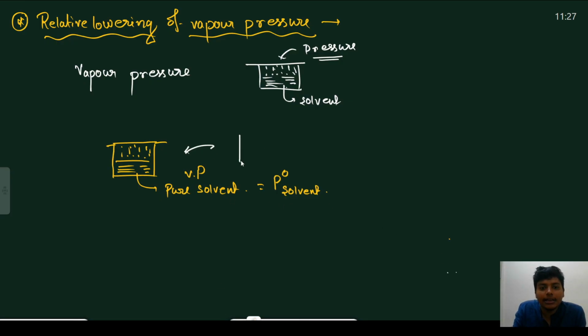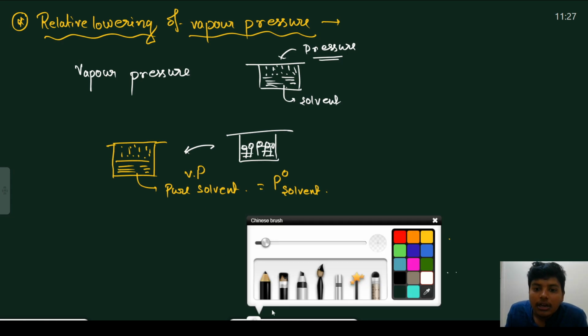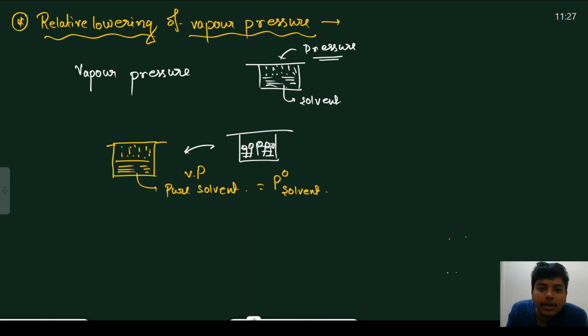Now, after that, I add solute particles to it, and I make a solution. So what will happen? See, when you add solute particles, the liquid particles of the solvent are unable to go outside. Yes or no? The liquid of the solvent is unable to go outside. Okay, clear? This thing understood? Yes or no? When you add some solute particles, the liquid particles are unable to come outside.